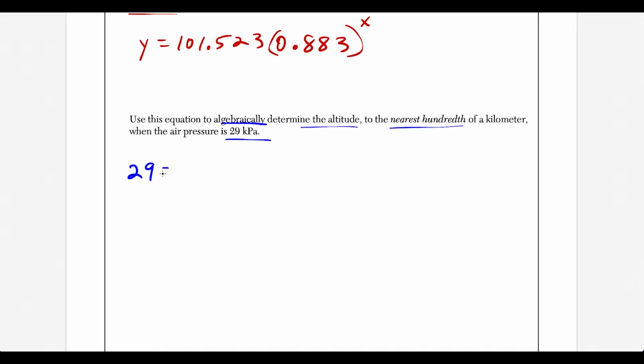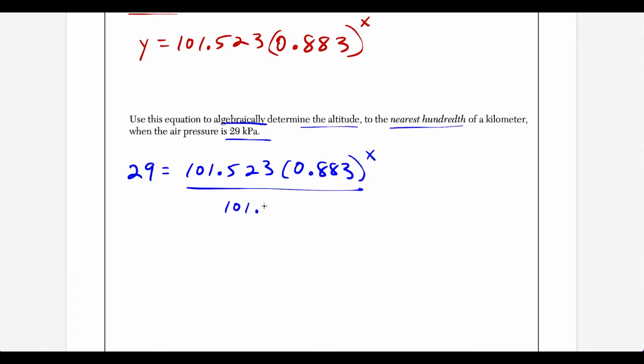We're going to have 29 equals 101.523 times 0.883 to the x power. But now what we're going to do here is start by dividing both sides by 101.523. And I'm going to leave this in fraction form until the very, very end when we get the actual value. So we divided the right side by 101.523, so we're going to repeat this on the left. And now what we have is 29 over 101.523 is equal to 0.883 to the x power like this.